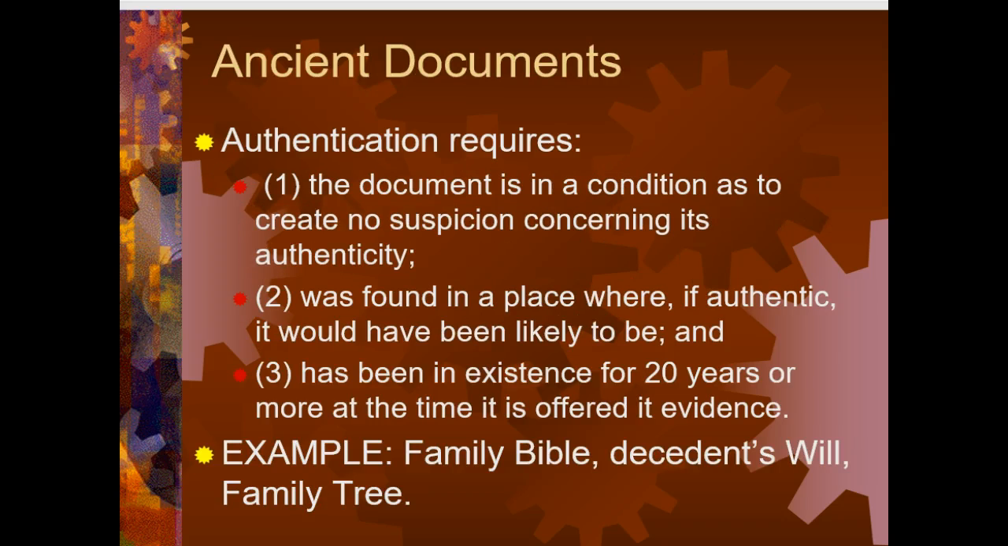Under the federal rules, authentication requires that the document is in a condition as to create no suspicion concerning its authenticity. That means that there can be no viable basis for anyone to say that they think it's not authentic. If there is, then these ancient documents have to be authenticated through their normal methods. But if there's nothing available out there for people to say, oh yes, I think we have suspicion that this might be altered or counterfeited or whatever, then we can use this authentication process for ancient documents.